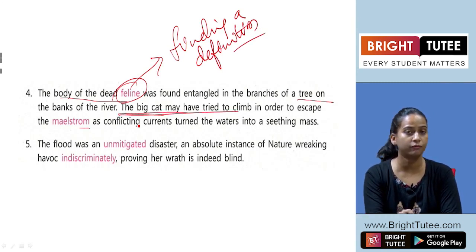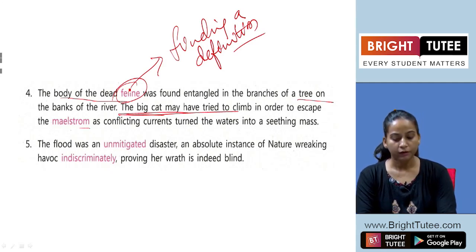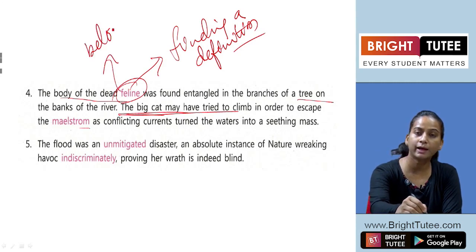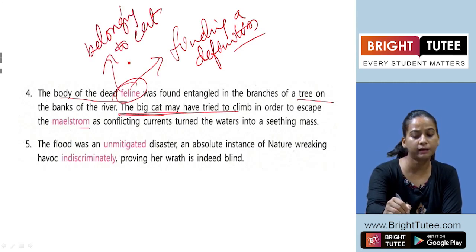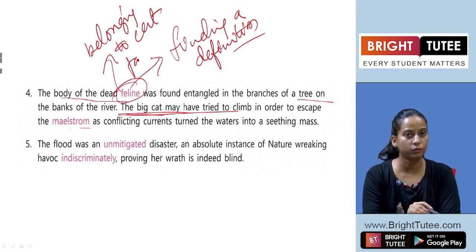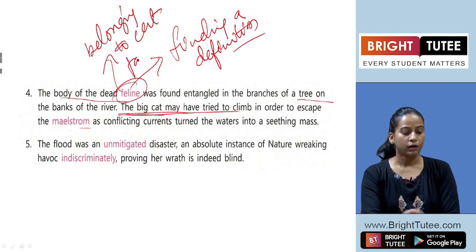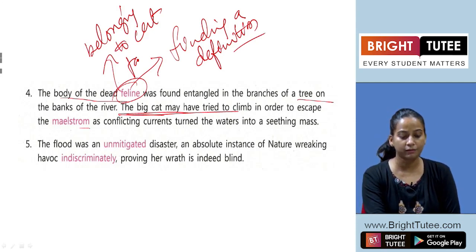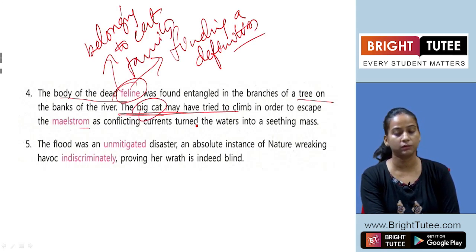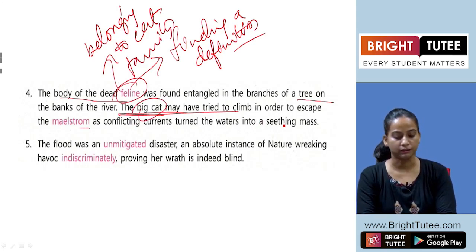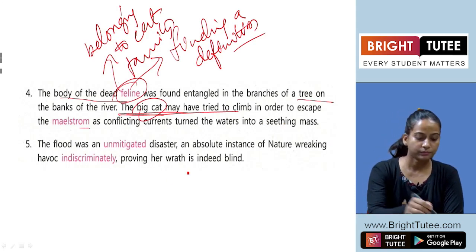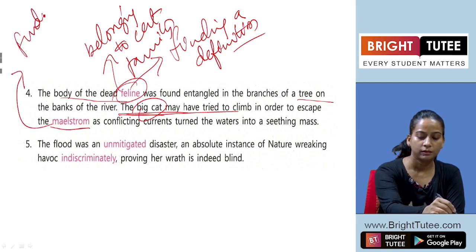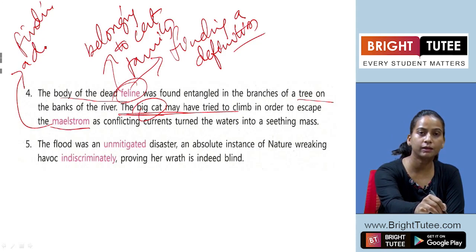The big cat may have tried. So it might be talking about that only. Here we can take something belonging to the cat family. Any animal belonging to the big cat family can be taken as the meaning. The next one they have given: the big cat may have tried to climb in order to escape the maelstrom as conflicting currents turned the water into a seething mass. So here again we are going to use finding a definition, the meaning we are taking here.